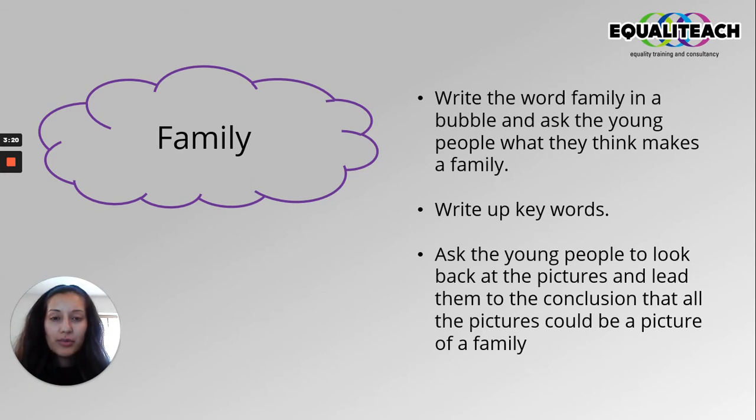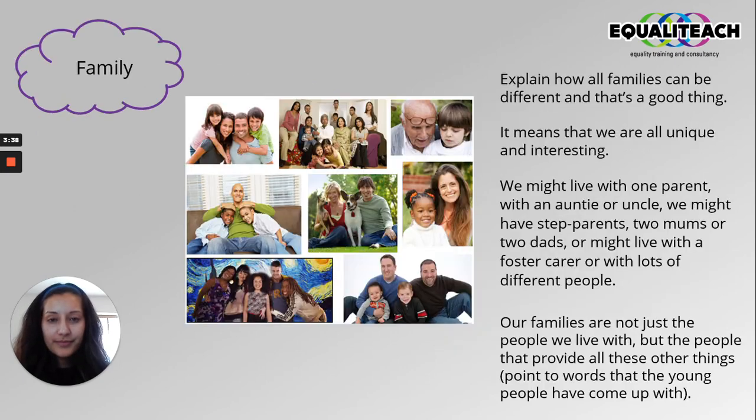Introduce young people to the terms gay and lesbian in an age-appropriate way and explain that some people have two mums or two dads. Ask the young people to look back at the pictures and lead them to the conclusion that all the pictures could be a picture of a family. Explain how all families can be different, and that's a good thing. It means that we are all unique and interesting.